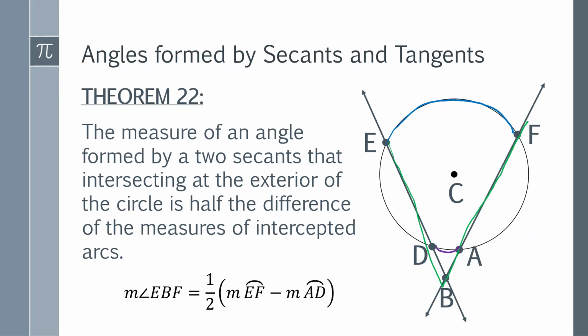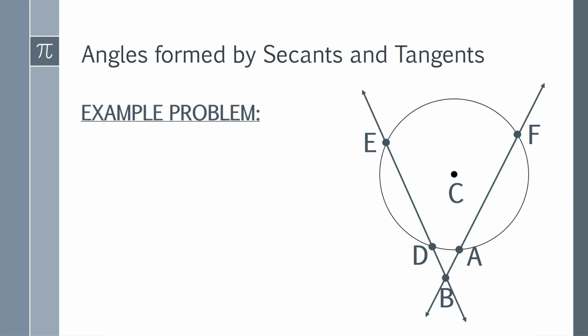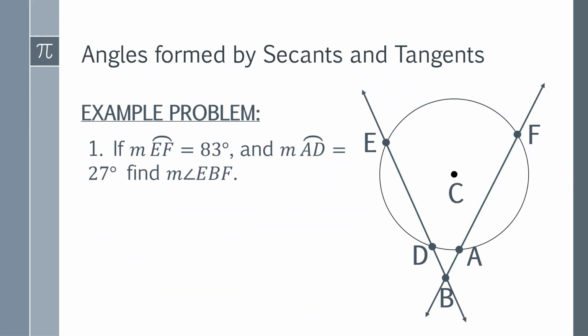Let's have some examples. For this last theorem, don't you worry because we're nearing the end. Let's have another problem. Let's say the measure of arc EF is 83 degrees and the measure of arc AD is 27 degrees. How will you find the measure of angle EBF?